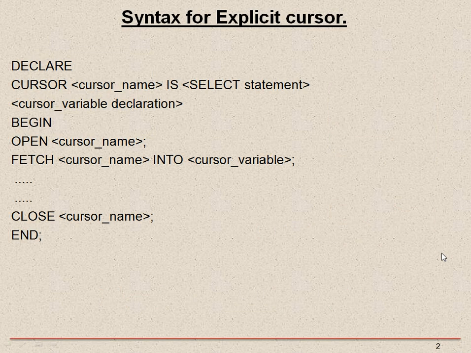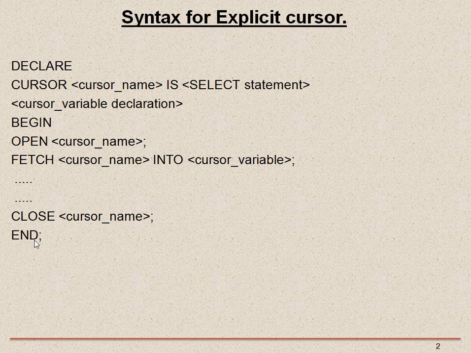First, I'm repeating the syntax of the explicit cursor, which we already discussed in the last video. When you want to create an explicit cursor, the cursor will be declared in the declaration section. Then the cursor name is the select statement, whichever select query you want to fetch. Then the cursor variable name, the begin section, opening the cursor with the cursor name, fetching the records from the cursor into your cursor variable, closing the cursor, and terminating the PL/SQL block.